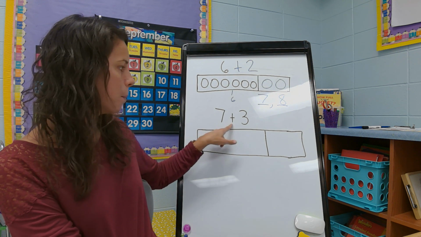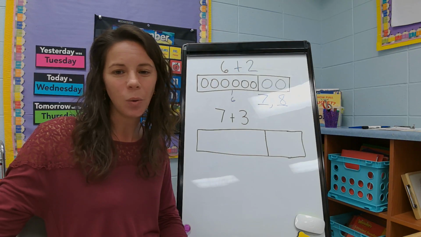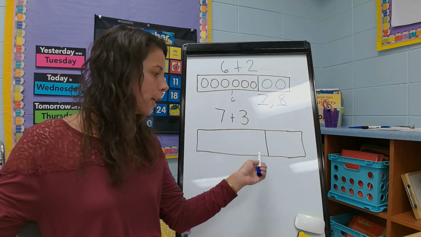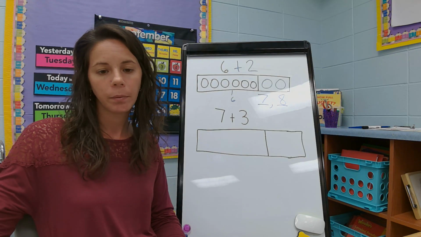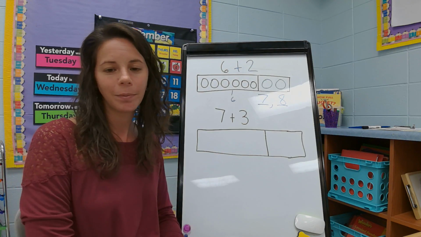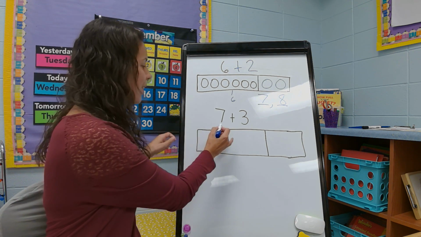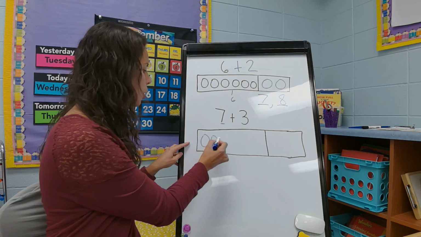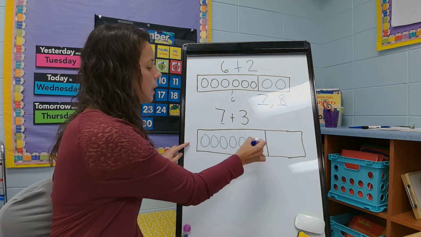We have 7 plus 3. Who can tell me what I need to do next? We've got to draw our picture to solve. So what am I going to put in this big box right here? All right, Clara, go ahead and share. Dot. Good. How many dots? 7. Good. We're going to put 7 right here. You can count with me. 1, 2, 3, 4, 5, 6, 7.